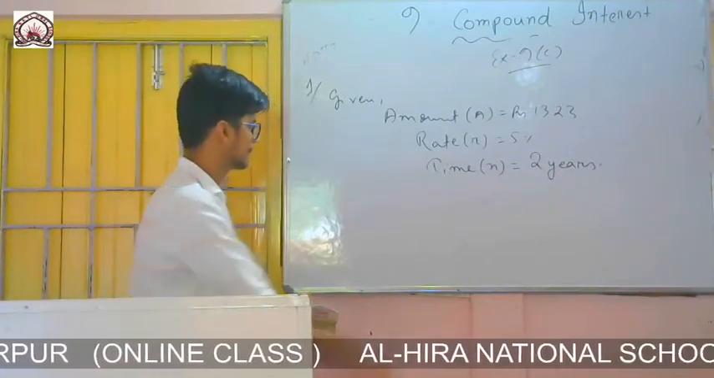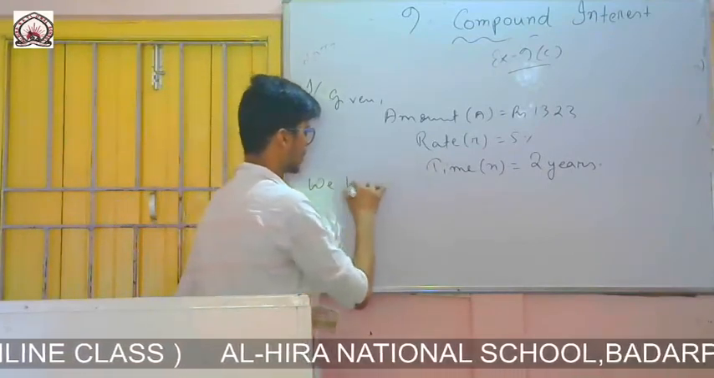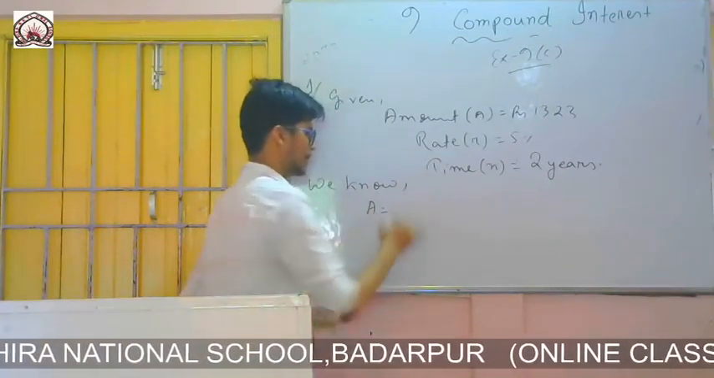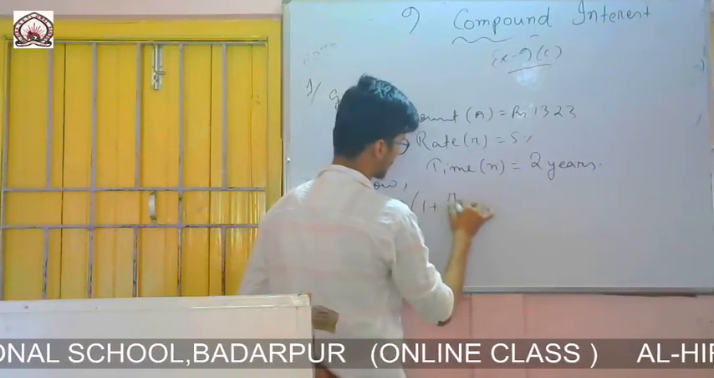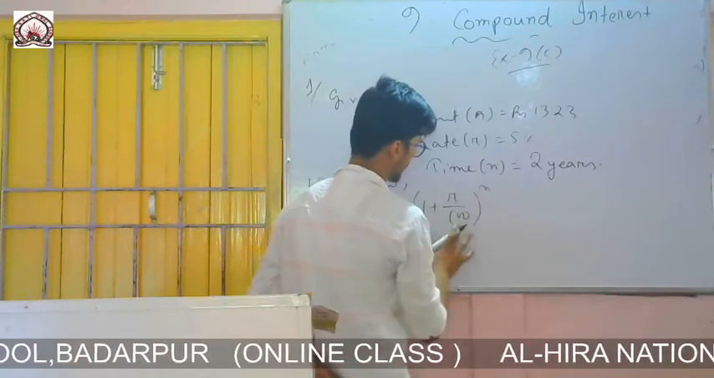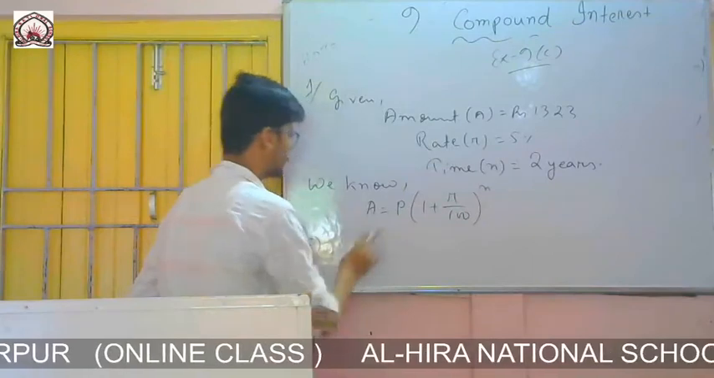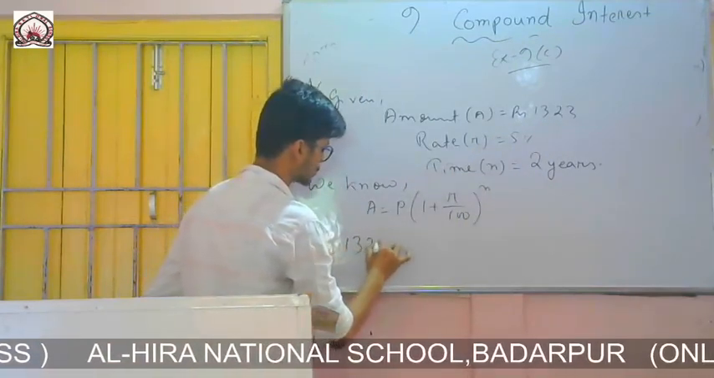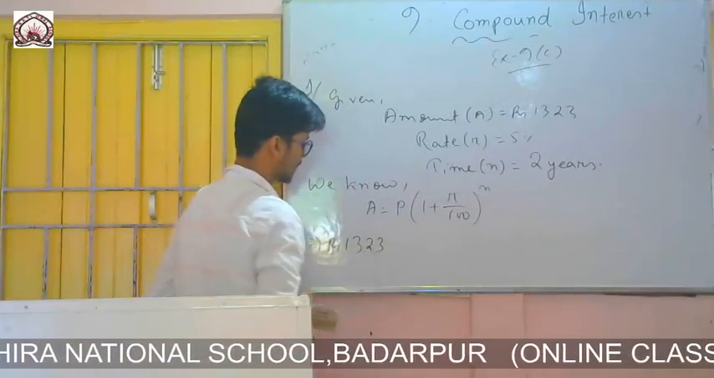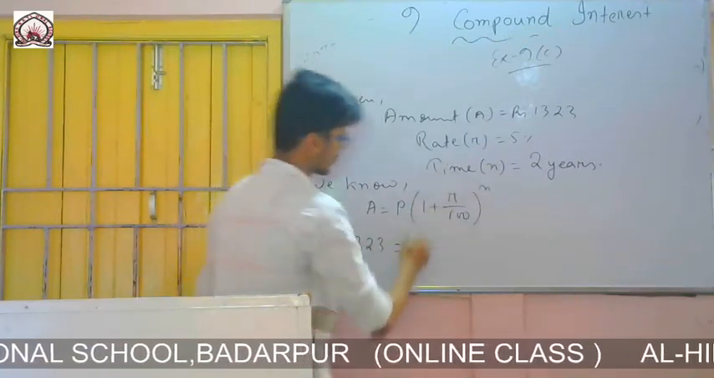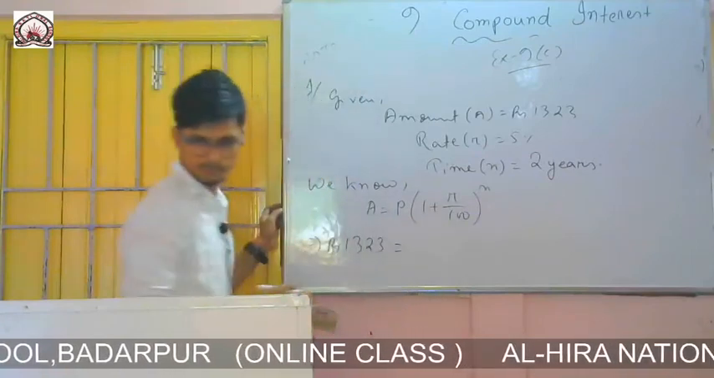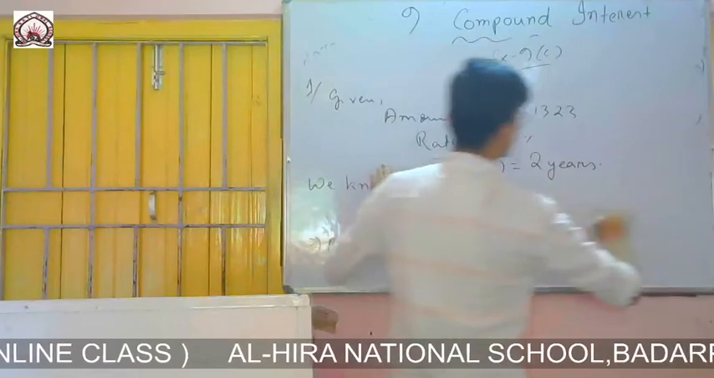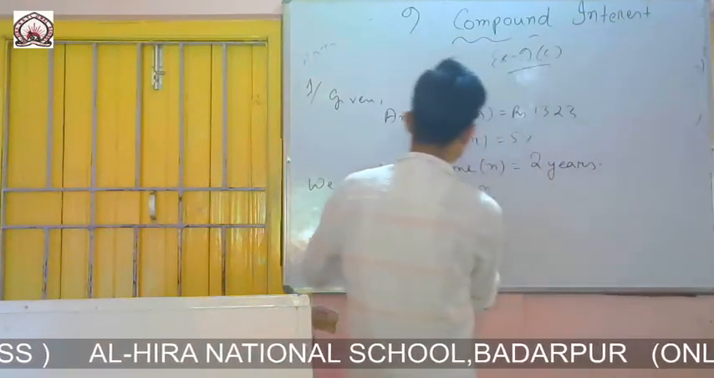So we know, directly by using the formula of amount, we will find this one. We know amount equals P into (1 plus R by 100) to the power N. So now we will put the values. Amount is given, 1323 rupees, you write. Principal we don't know. Okay, you write one line: let the principal be P. You write it here, I forgot to write.